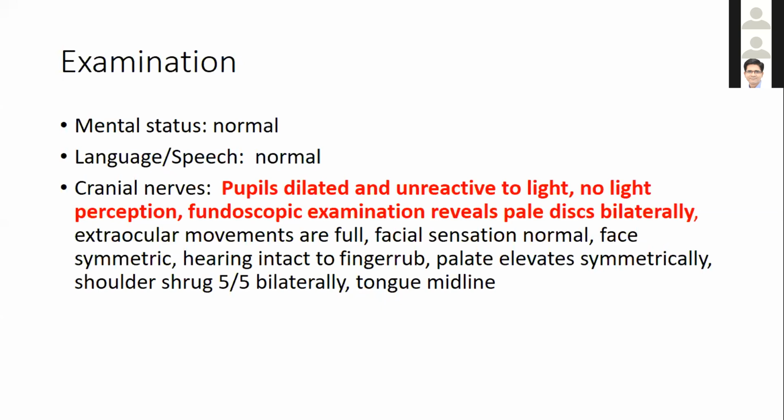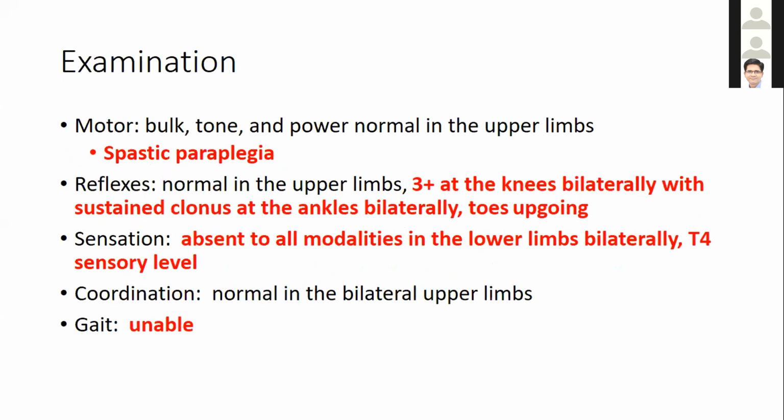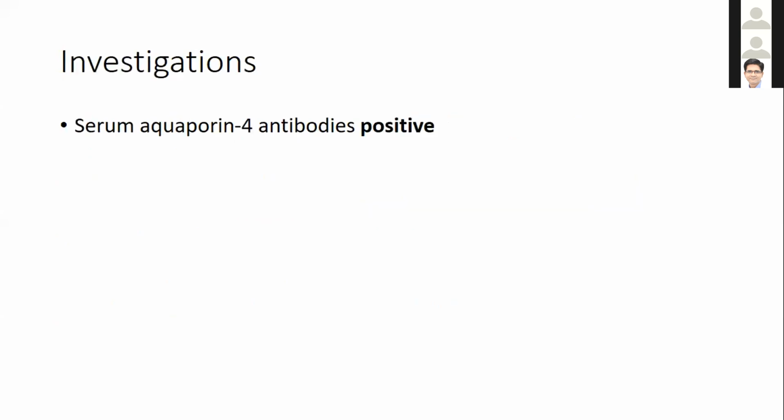There was normal bulk, tone, and power in both upper limbs, but she had a spastic paraplegia with normal reflexes in the upper limbs, but she had exaggerated reflexes of 3+ at the knees, bilaterally with sustained clonus at the ankles and upgoing toes. Her sensation was absent to all modalities, and she had a T4 sensory level on her exam. There was normal coordination in both upper limbs, and we weren't able to assess her gait.